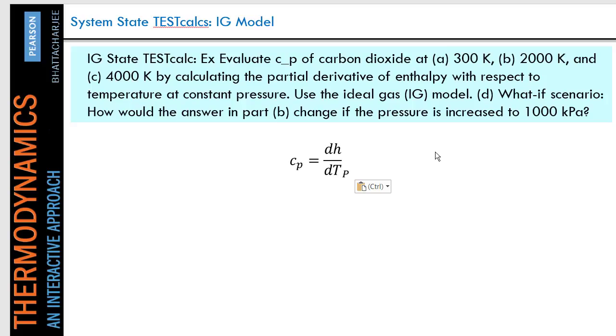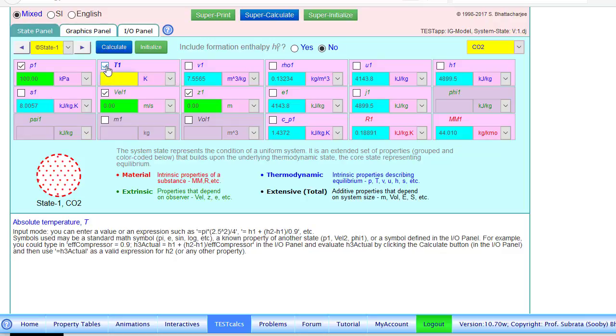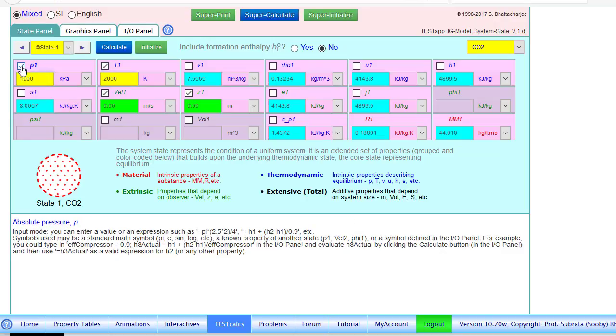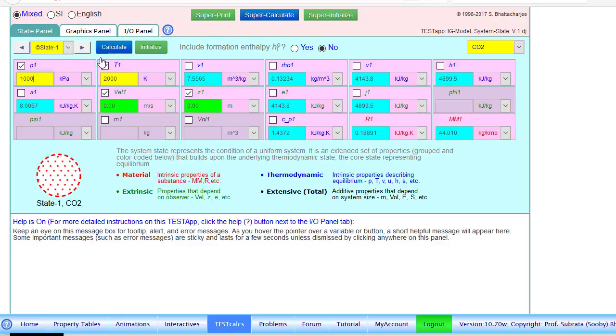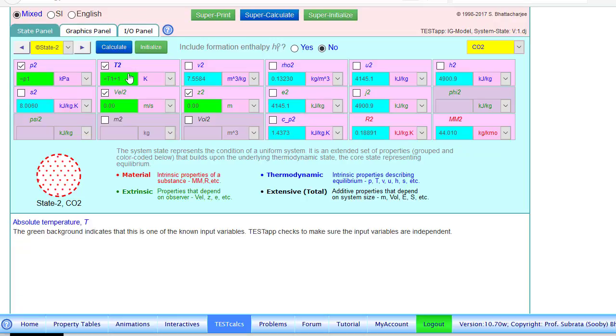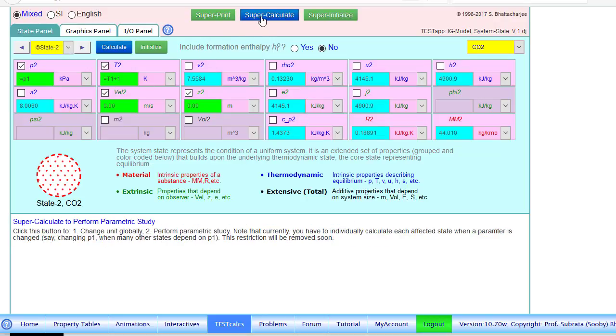The last part of the problem asks, what would the answer be if the pressure increased to 1000 kPa for 2000 Kelvin? So similar to last time, we'll just change T1 to 2000 Kelvin. And this time we'll change P1 to 1000 kPa. And hit calculate, and state 2, P2 is equal to P1, so we don't have to change anything. And T2 is based on T1, so we don't have to change anything. So just super calculate.